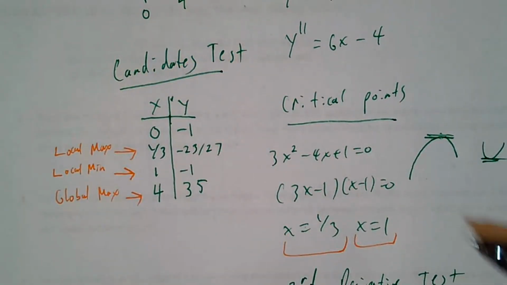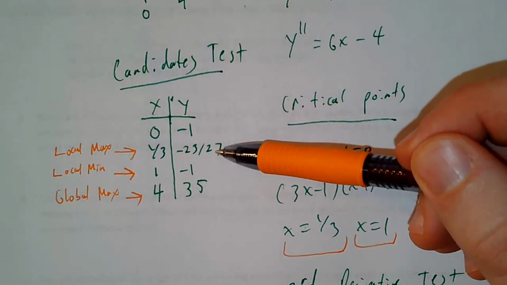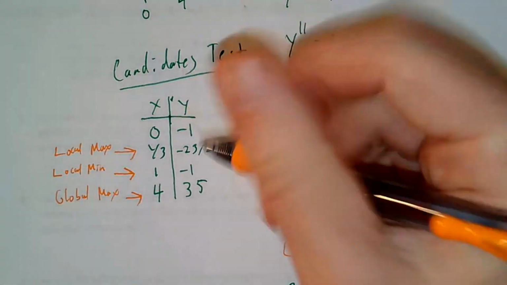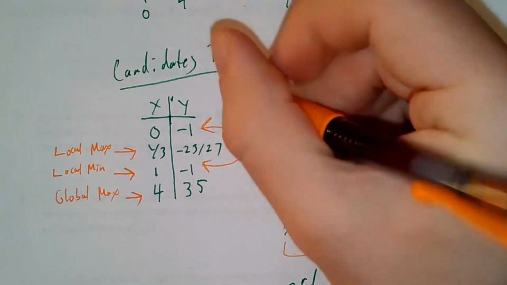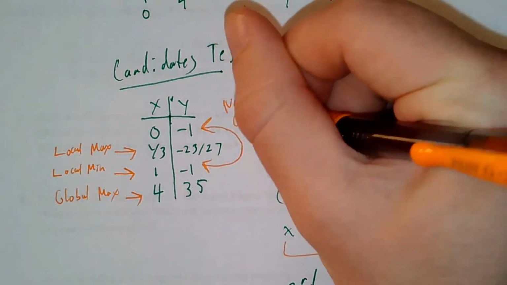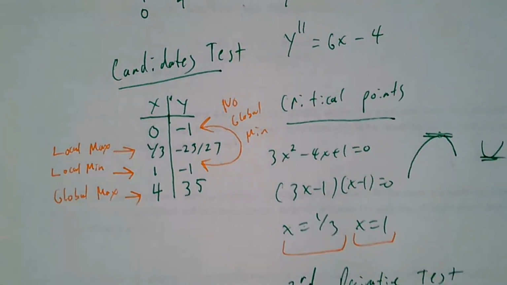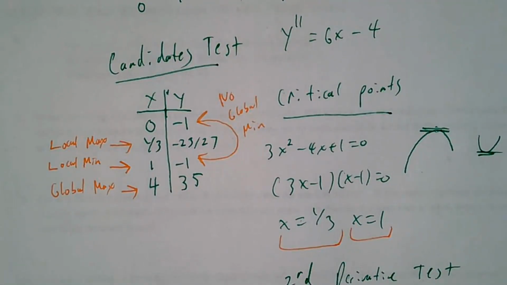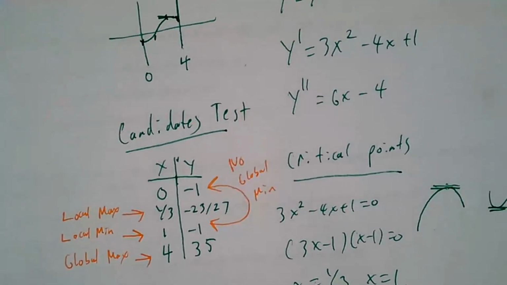And the curious thing about this one is that these two negative ones are equal. Right, you see that? -1 and -1, these are equal. There is no global min because they're the same. Okay? All right. Moving on. That is the candidate's test.